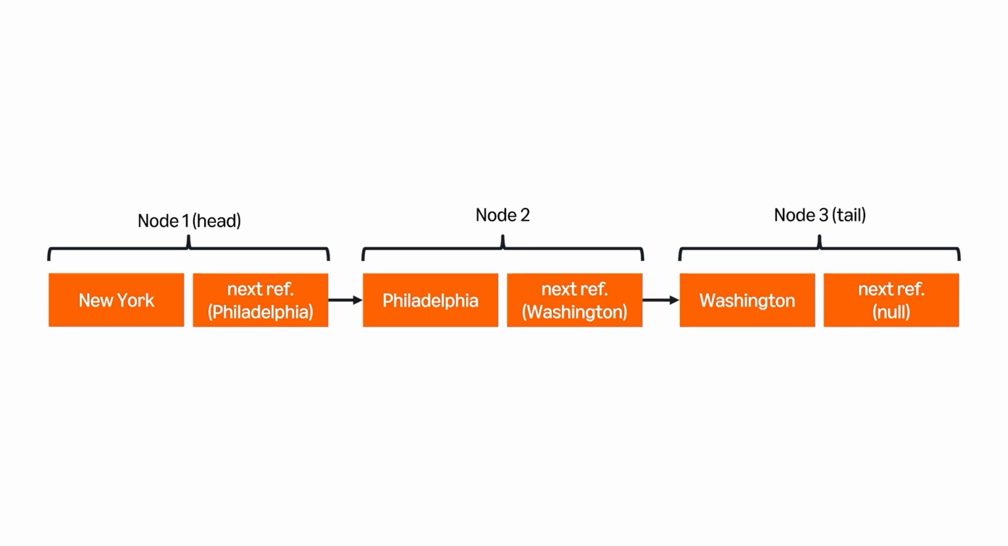Now it starts in New York, stops at Philadelphia, and continues to Washington. This update demonstrates the flexibility of singly linked lists in managing dynamic data without needing to restructure the entire route.